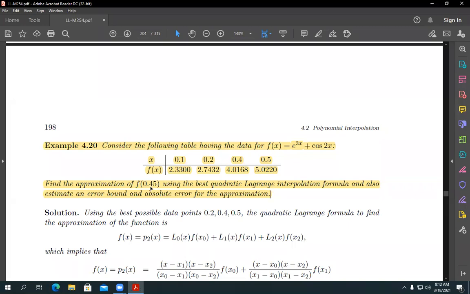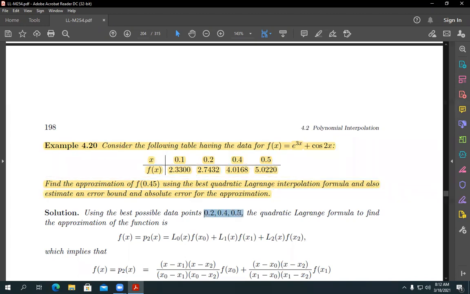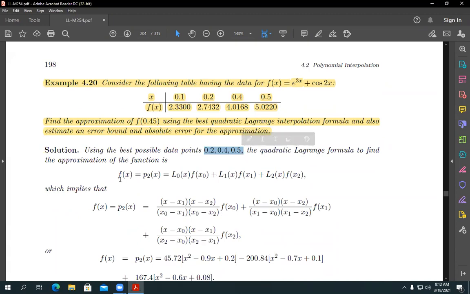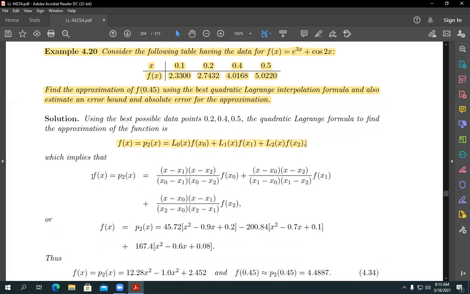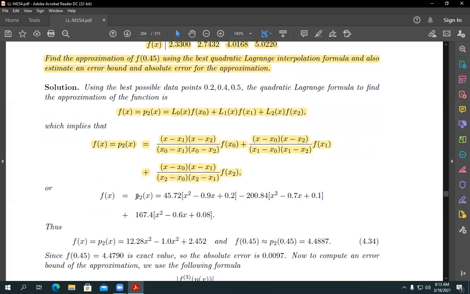x, which is 0.45. Where is 0.45? It is here. So the best points we have to use are these ones: 0.2, this is your x0, this is your x1, and this is your x2. Now things become very simple. You write the quadratic formula for L0, L1, and L2, and when you write this, everything is finished. You find the polynomial.